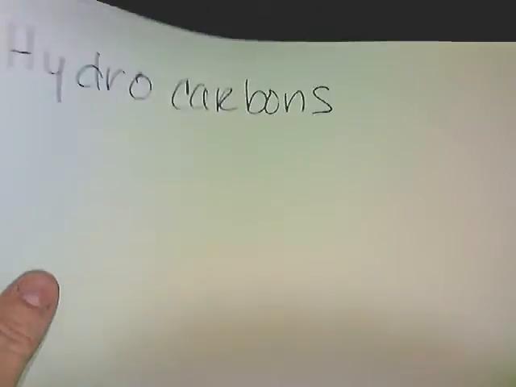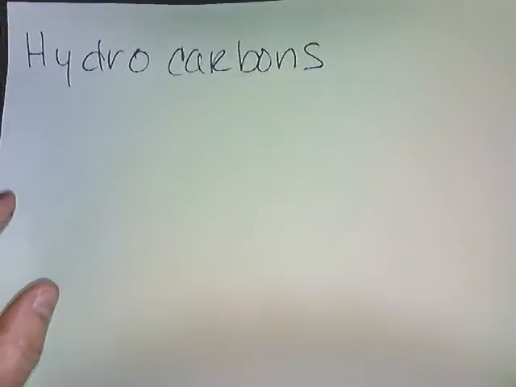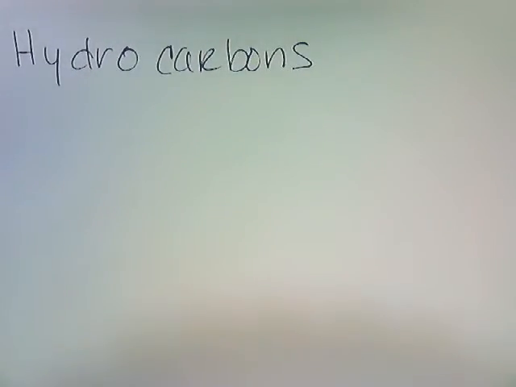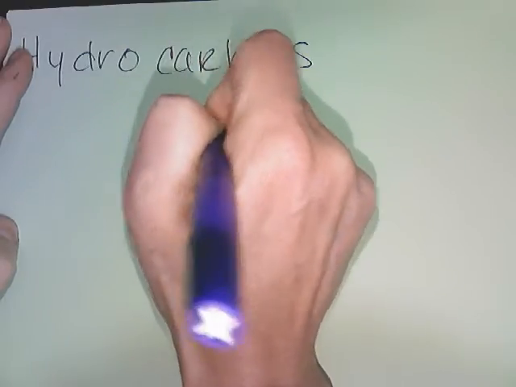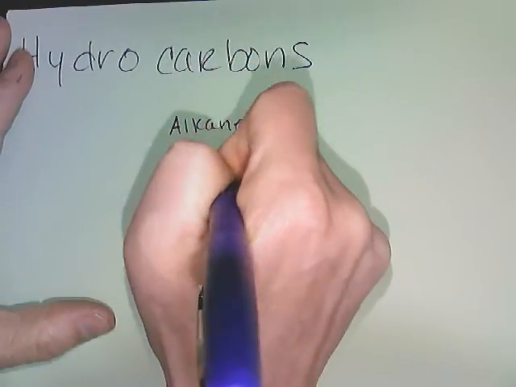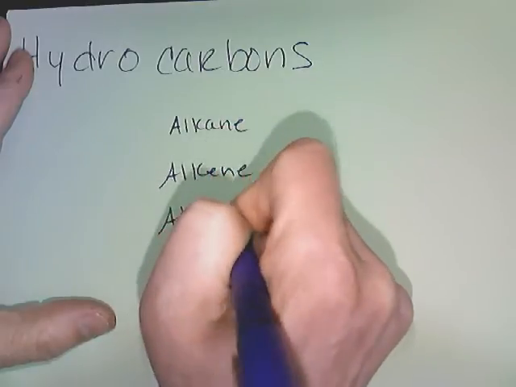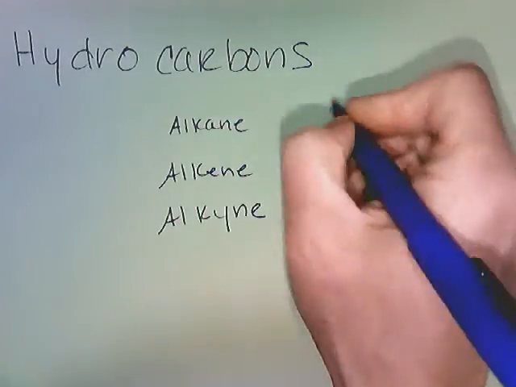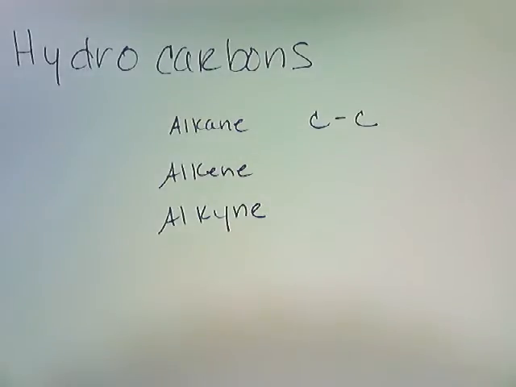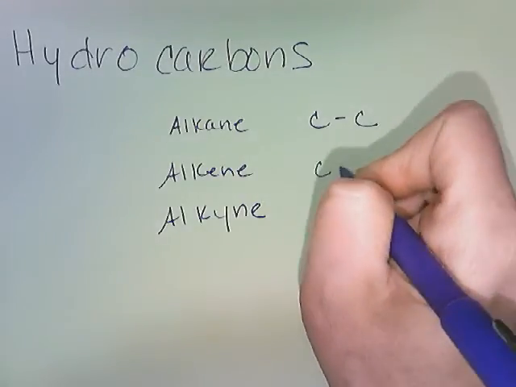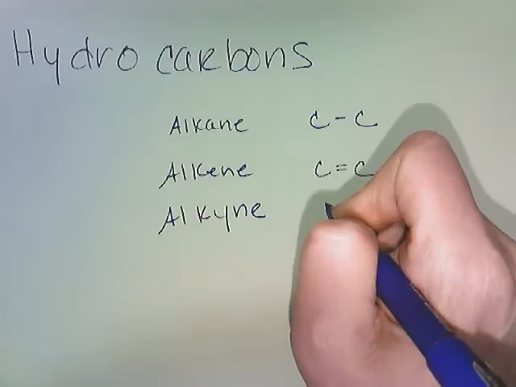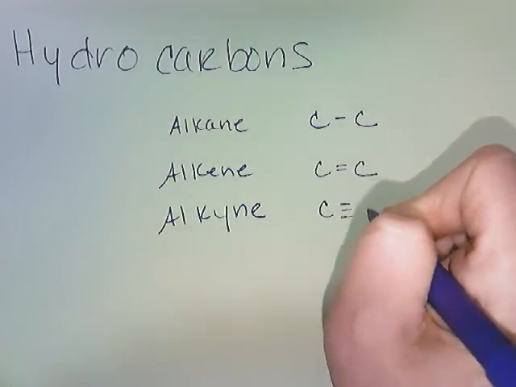The simplest organic molecule. So hydrocarbons we're going to split into 3 subgroups: alkanes, alkenes, alkynes. So alkane you will identify because the C's will only exhibit single bonding. The bond between the C's in an alkene will exhibit double bonding, and in an alkyne you'll get a triple bond.